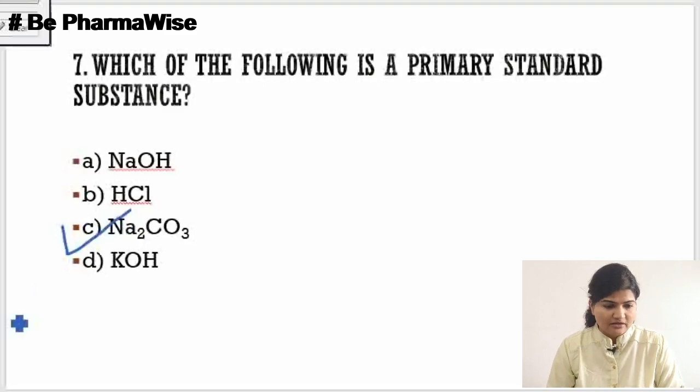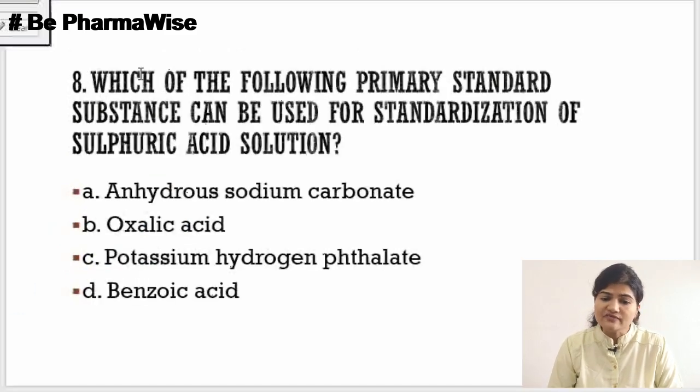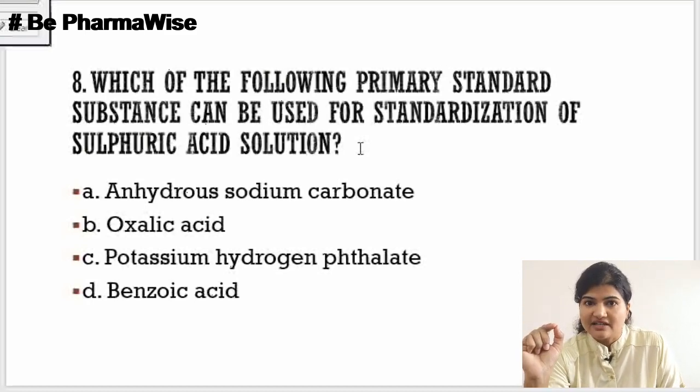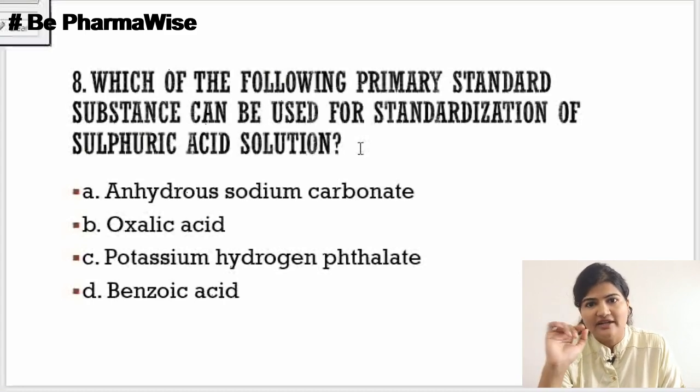Okay, moving on. Which of the following primary standard substances can be used for standardization of sulfuric acid solution? Now you know what standardization is, we just discussed. So in standardization we have to compare a primary standard with a secondary standard through titration.